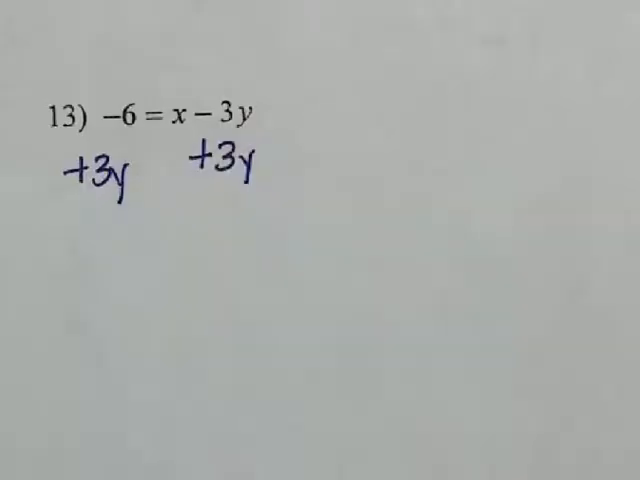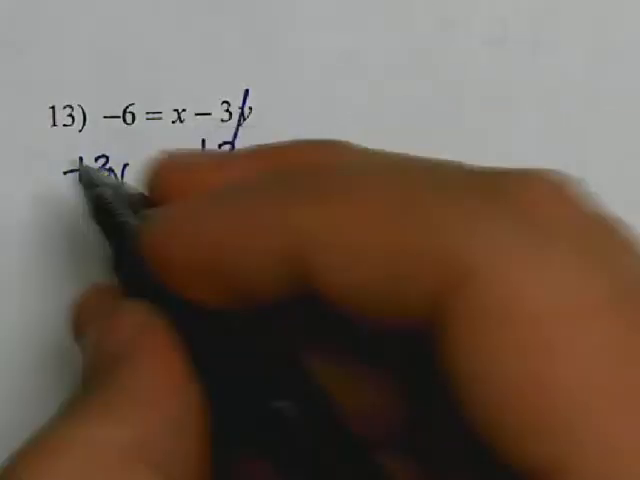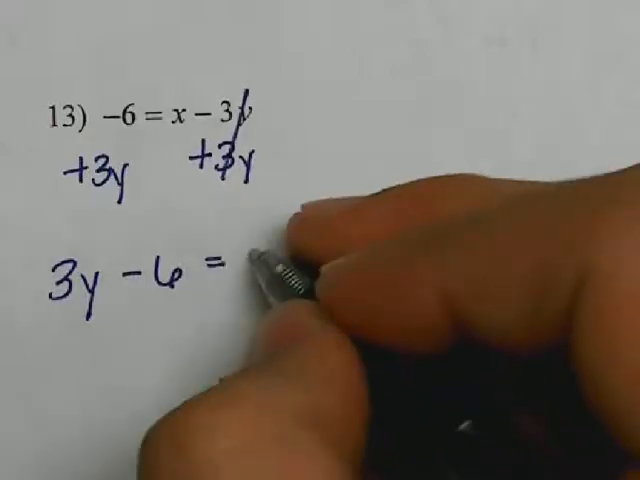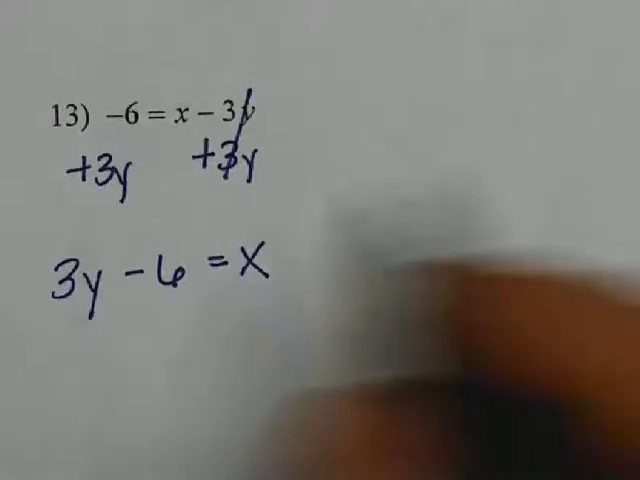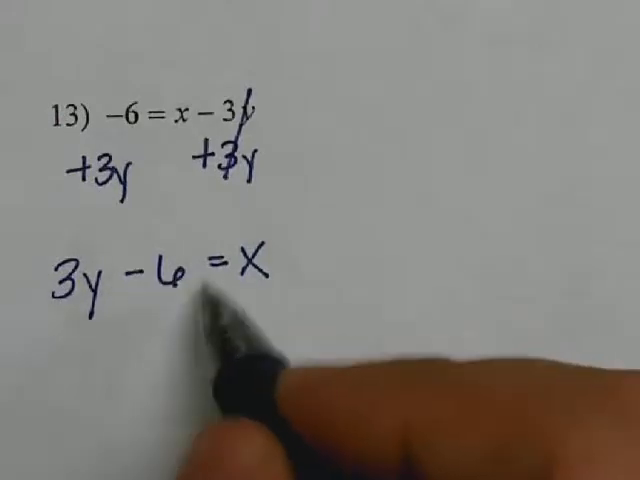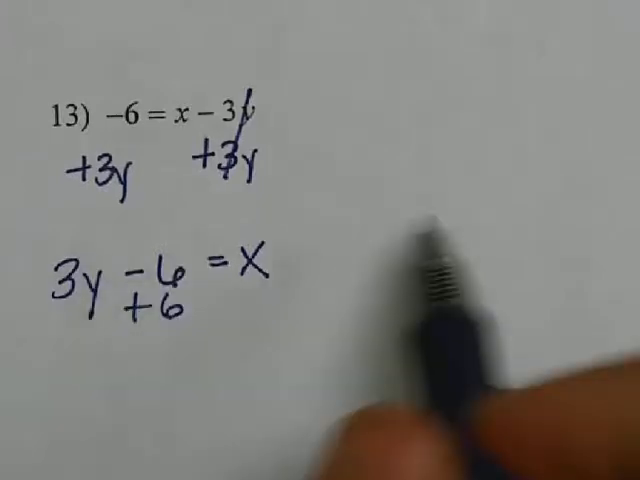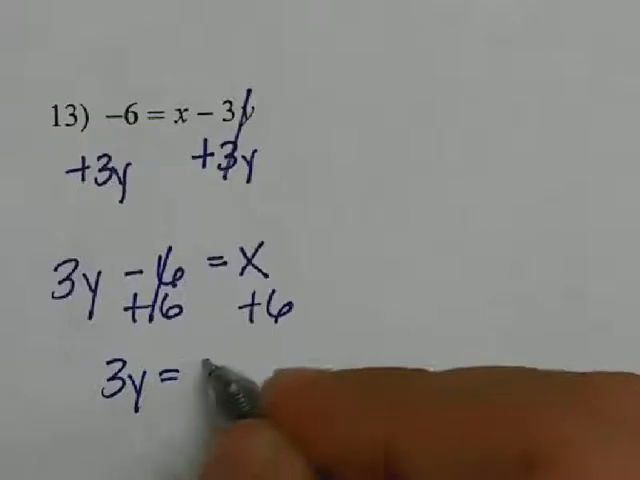To me, I'm going to move it using inverse operations, so I'm going to add 3y to both sides. I do that. Notice here it cancels because negative 3 plus 3 simply gives a 0, and then on this side I'd have 3y minus 6 equals x. From there, I'm going to add 6 because y is on the left side, so I'm going to move everything else away from it. So I add 6. This cancels. I got 3y equals x plus 6.